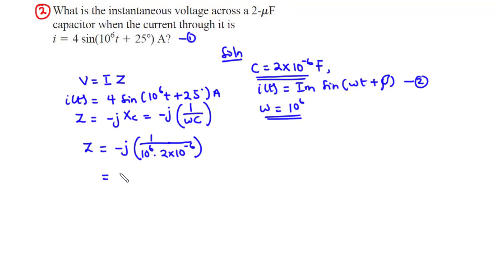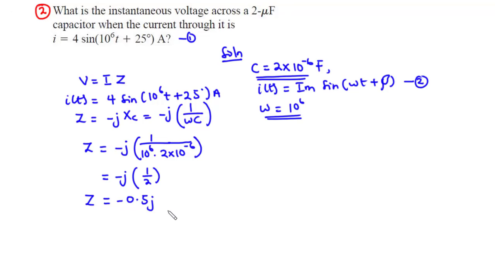Now let's simplify this. So we have negative j times, now 10 exponent 6 cancels out 10 exponent negative 6. So we are left with 1 over 2. And then 1 over 2 is equal to 0.5. Therefore, we have z equals negative 0.5 j.